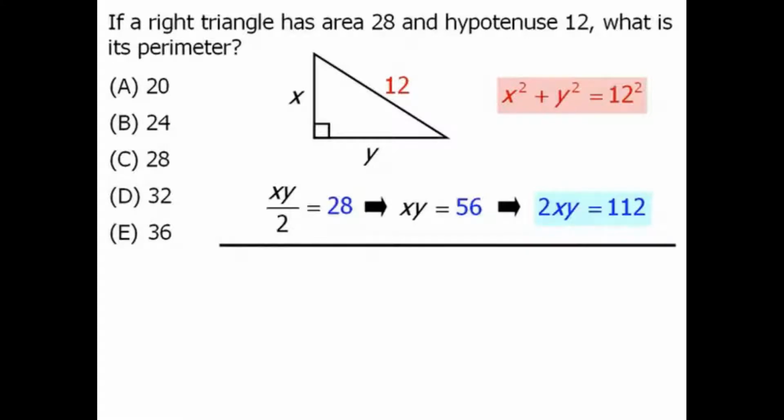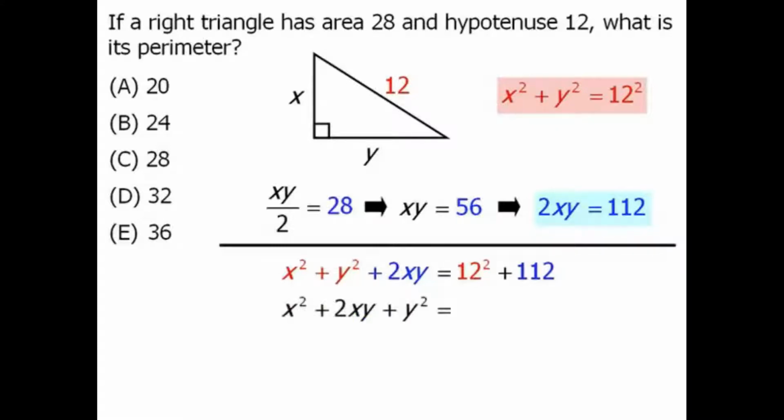Now let's evaluate the following expression. You'll see why I chose this expression shortly. Now x squared plus y squared we know equals 12 squared, and 2xy we know equals 112. Now let's rearrange the terms on the left-hand side to get the following. This should look familiar now. The right-hand side we can evaluate to be 256.